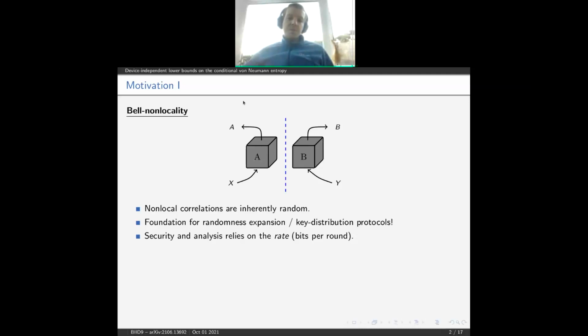And this is what we refer to as the rate of the protocol, that is, the amount of randomness that we're producing per interaction with our devices, if the devices violate some Bell inequality, for example. And the main task of this work is developing a numerical method to compute lower bounds on this rate, which is sufficient for proving security.